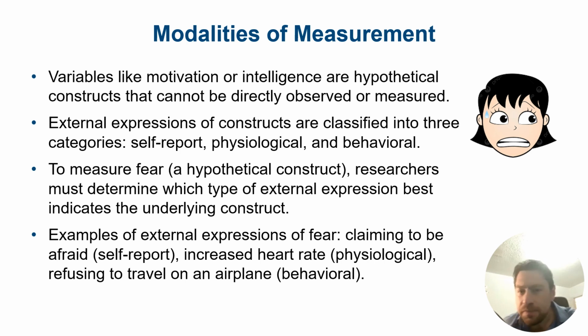So for example, let's say you want to know if somebody is afraid, if somebody is experiencing fear. And fear is a hypothetical construct. You actually can't see it or measure it directly. You have to look for some external manifestation or external expression of fear. So using the three categories that we mentioned, one option is self-report. You can ask a person, are you afraid? On a scale of 1 to 5, let's say, of something.